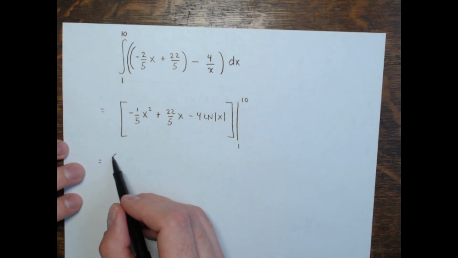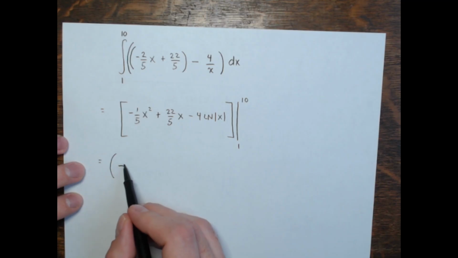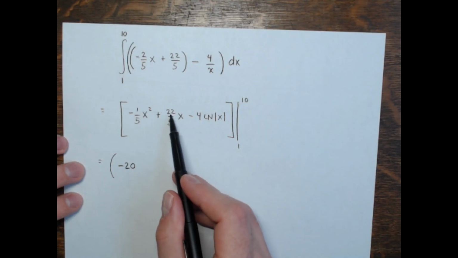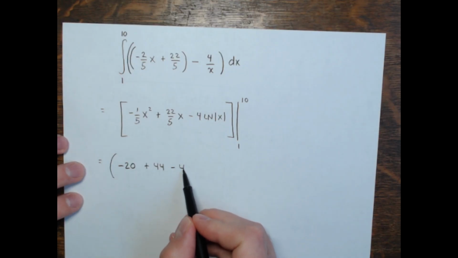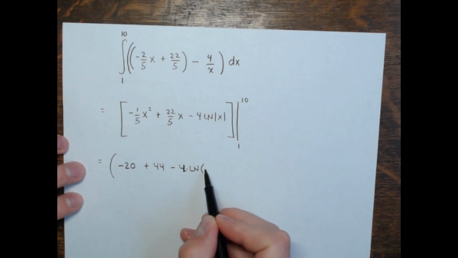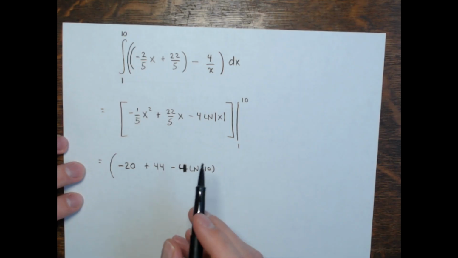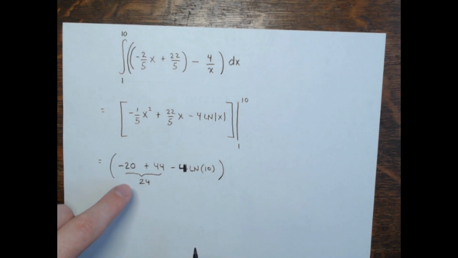So when I plug in 10, 10 squared is 100 times negative 1/5, which is negative 20. Again, 10 over 5 is 2 times 22 is 44, so then you got plus 44. Then minus 4 times the natural log of the absolute value of 10, which is just 10. These two can be put together; this is positive 24. So the value at 10 is 24 minus 4 times the natural log of 10.